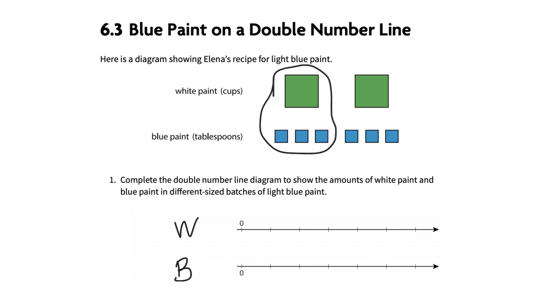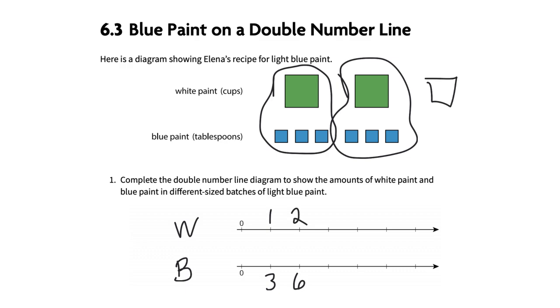So I'm going to do that. I'm going to do 1 and 3 right here. And then I see that collectively we have 2 cups of white and 6 tablespoons of blue. So there is our 2 and 6. And I'm already starting to see a pattern.